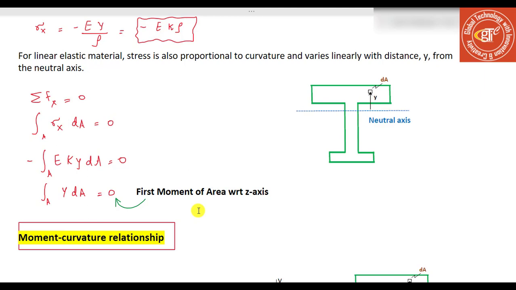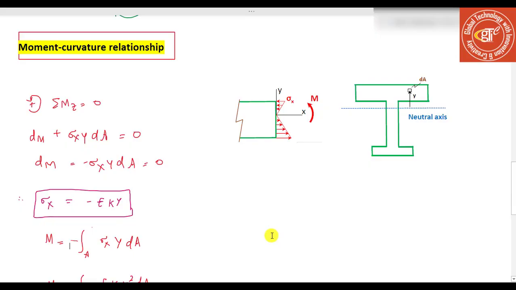Since the z-axis is also the neutral axis, we have arrived at the following important conclusion: the neutral axis passes through the centroid of the cross section area when the material follows Hooke's law and there is no axial force acting on the cross section. This observation makes it relatively simple to determine the position of the neutral axis. Okay, now let's move to the second objective of this lecture, that is the moment curvature relationship.